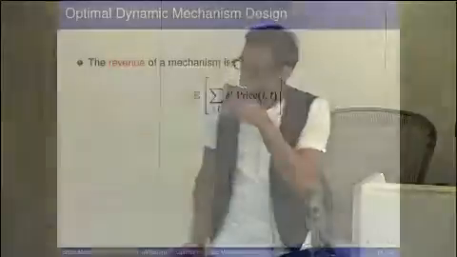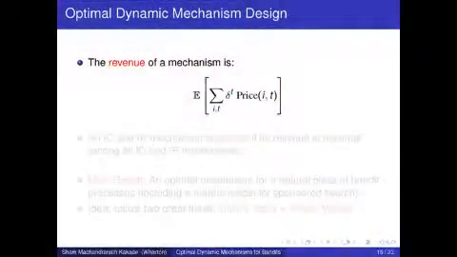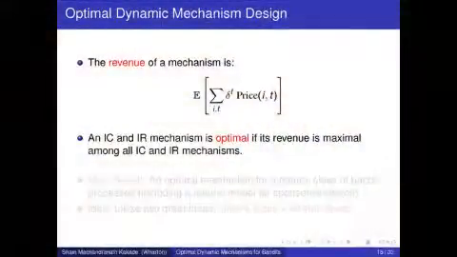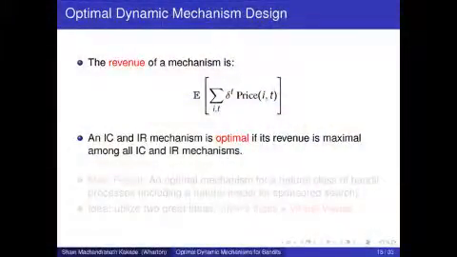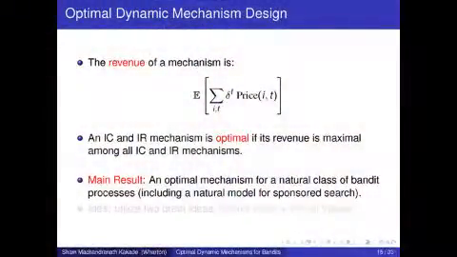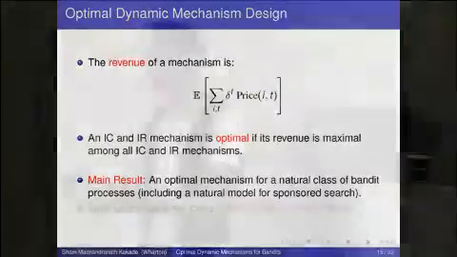Okay. And the revenue of the mechanism is just the discounted sum of the prices paid by each agent, summed over the agents and summed over the time. And now we can define an optimal mechanism: it's the mechanism which maximizes the revenue among all IC and IR mechanisms. And our main result here is going to be an optimal mechanism for a natural class of bandit processes, including a particular model for sponsored search.